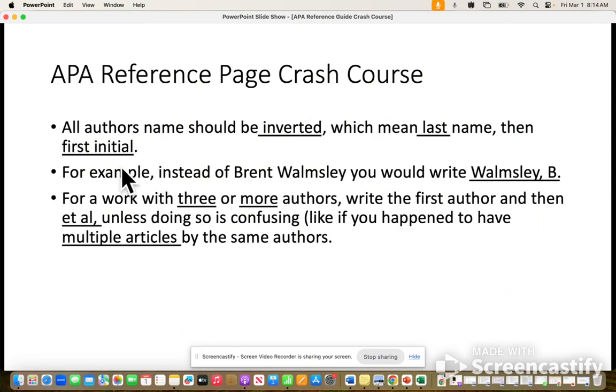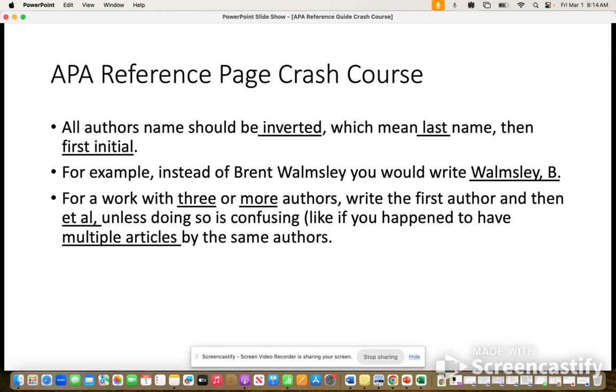For work with 3 or more authors. So sometimes, you do research and everyone wants to be a part of the research. They all want credit for it. So lots of authors will be in on it. So if there are 3 or more authors, I'm not going to make you sit and list them out. Just write the first author and then write et al.